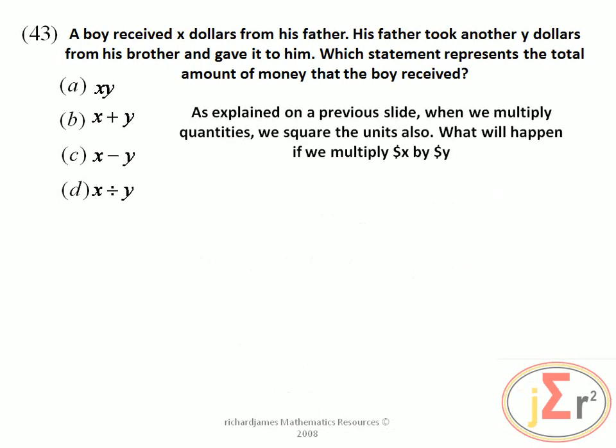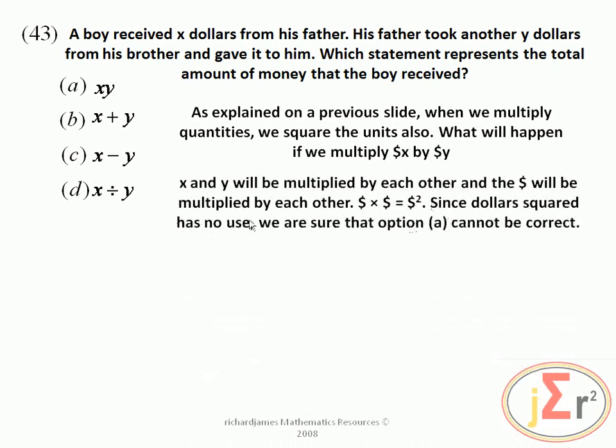As explained on a previous slide, when we multiply quantities, we square the units also. What will happen if we multiply X dollars by Y dollars? X and Y will be multiplied by each other, and the dollars will be multiplied by each other. So we have dollars multiplied by dollars, and that is equal to dollars to the power of 2, or dollars squared. Since dollars squared has no use, we are sure that option A cannot be correct. So we cannot multiply X dollars by Y dollars.